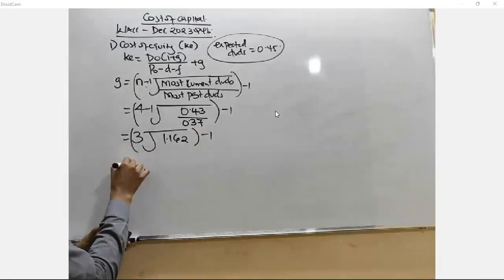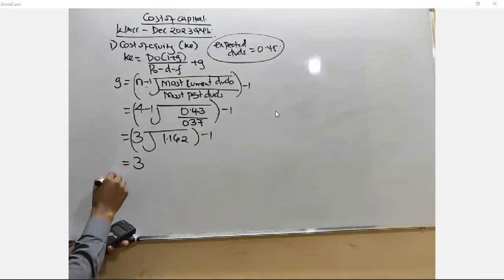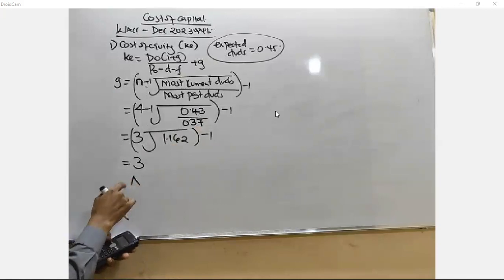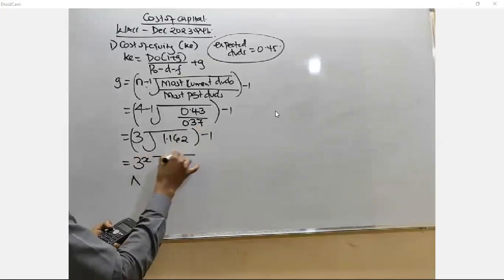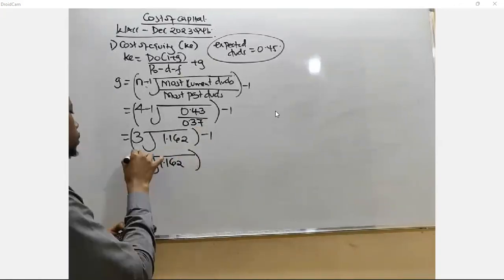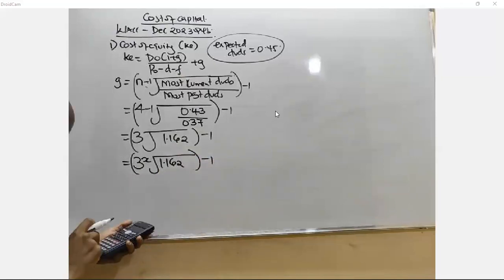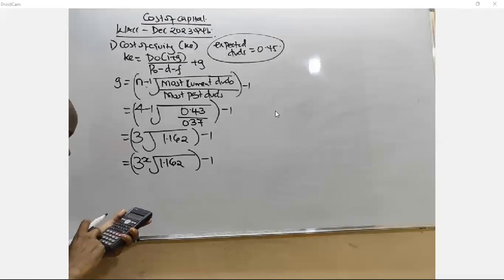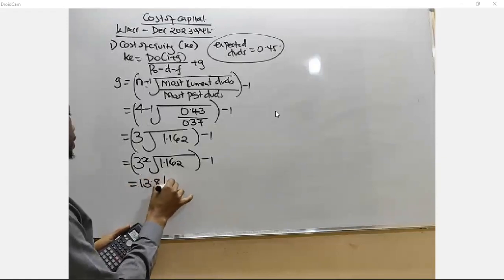Now, we said you are going to be taking 3. Then you press your shift. And then there is a button in your calculator which looks like this. Correct? So you write 3 on your screen, then shift that button. You're going to have an x looking like this. Then you put your answer, which is 1.162. Then first you do your brackets. So in that case, let me put my answer inside. Then we subtract 1. Our answer should be something closer to 13.8%.